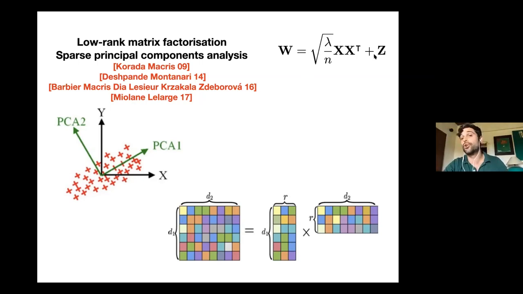Plus noise, which is unknown, of course. And the problem is, given this W, are you able to recover the low rank structure that is hidden in this W? Namely, are you able to recover this rank one matrix, X X transpose? Lambda here is the signal to noise ratio, which is the control parameter in physics terms. And N here is the dimensionality of this X, which is needed for the problem to be non-trivial, to have phase transitions.